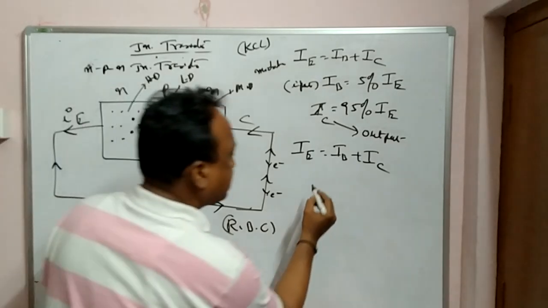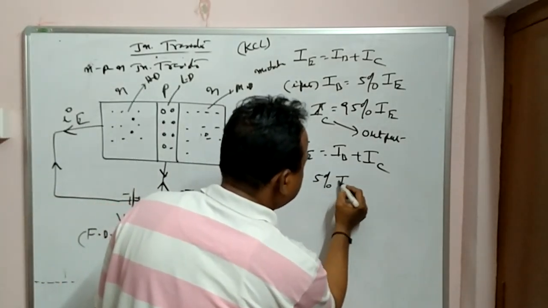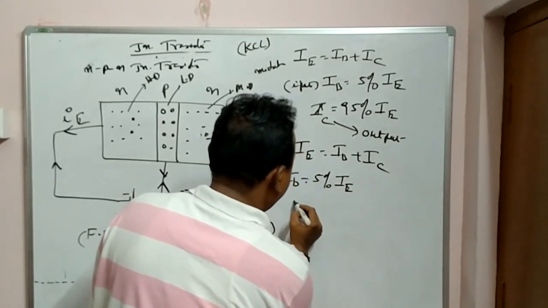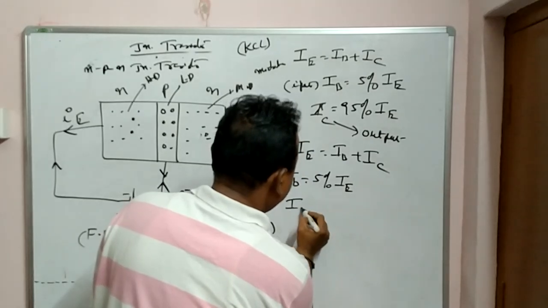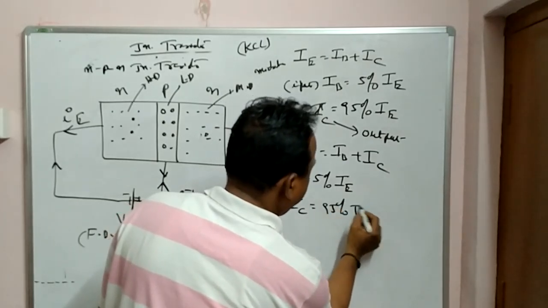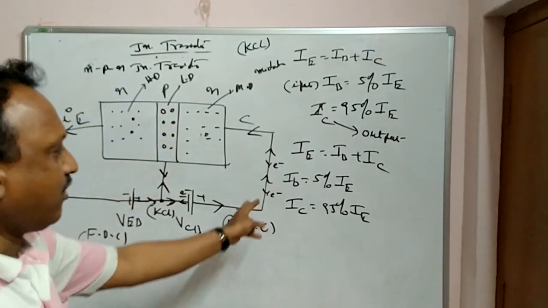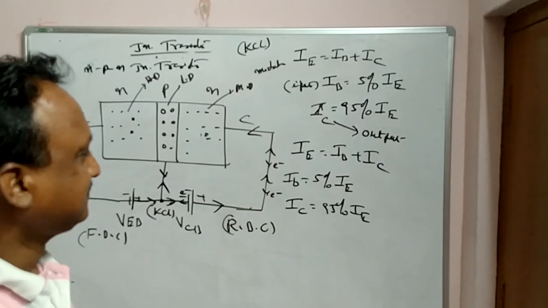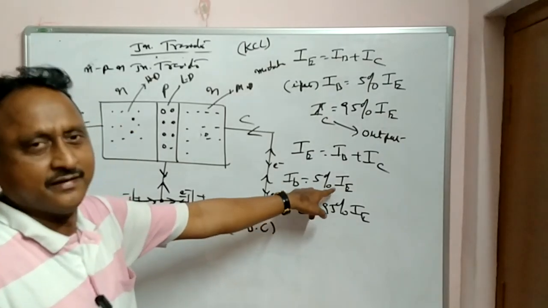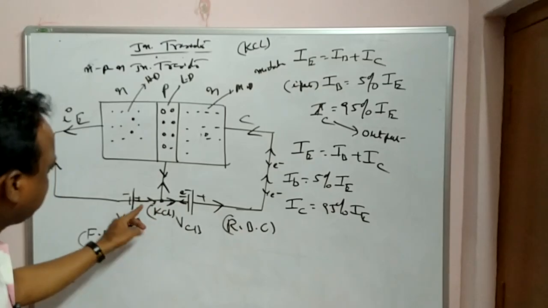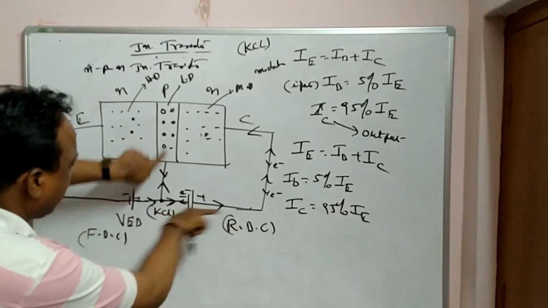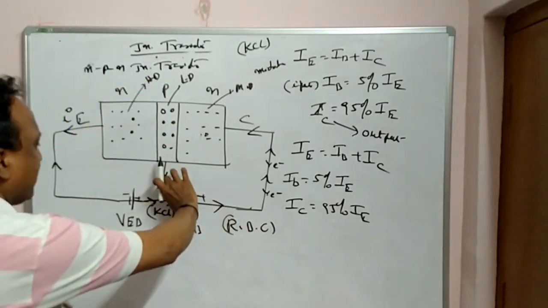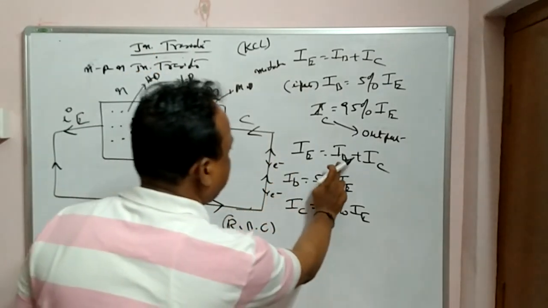So in this case also, if you observe, 5% of IE is in IB and IC is 95% of IE. It was observed that the current output in the collector is 95% of IE and 5% is in IB, of the total current IE. So here you can observe the current coming in, and both are going away, this side and this side. It is coming here and going away. So this total sum is equal to this one. So IE is equal to IB plus IC.